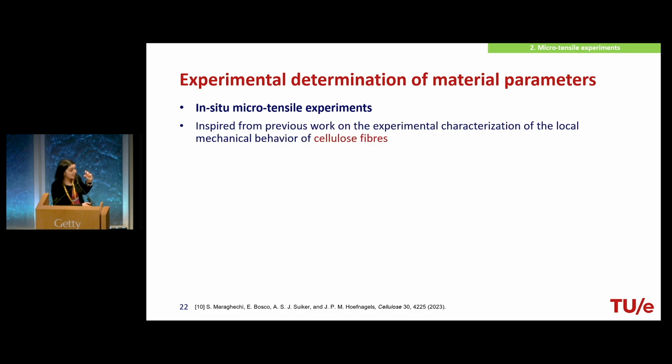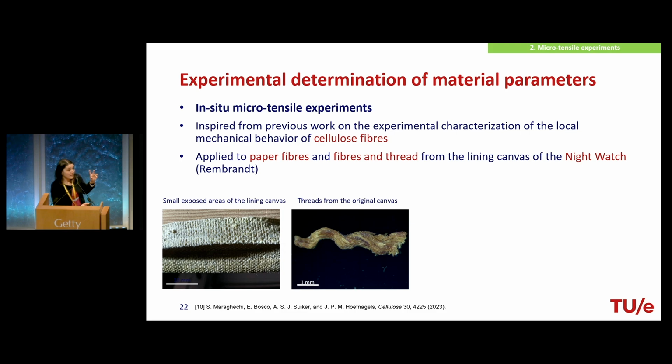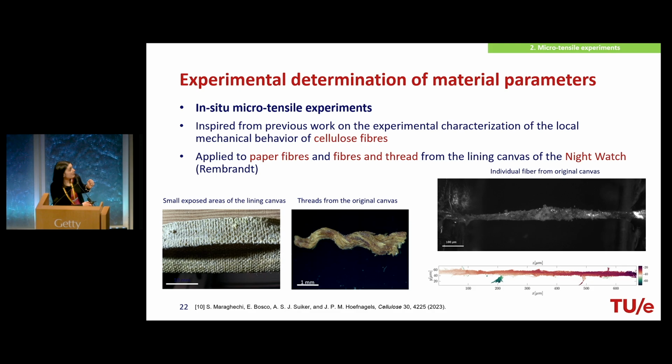This is inspired by some work that we already did in my group. We characterized the local mechanical behavior of cellulose fibers, and we applied this to two different case studies. One relates to paper fiber, but we also analyzed the tensile response of fibers and thread from the lining canvas of the Night Watch. You see, this is a very cool movie, in my opinion. This is a fiber from the canvas of the Night Watch, subjected to a microtensile experiment. You can also see the scale: this is 100 micrometers. So we thought that this methodology could be adapted to test small-scale paint samples.